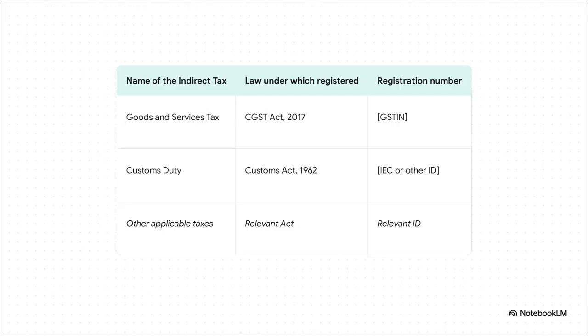Now, look at how this needs to be structured. The ICAI guidance note is super specific about this format. For every single indirect tax, you have to list the law it falls under and, this is the crucial part, the specific registration number. So for GST, you need that GSTIN. For customs, you need the IEC. This isn't a quick summary. It has to be a detailed, totally comprehensive disclosure.